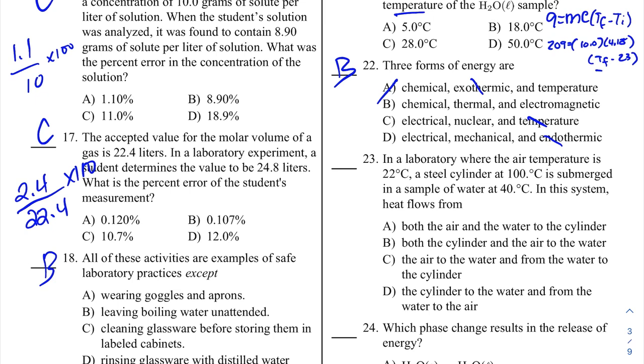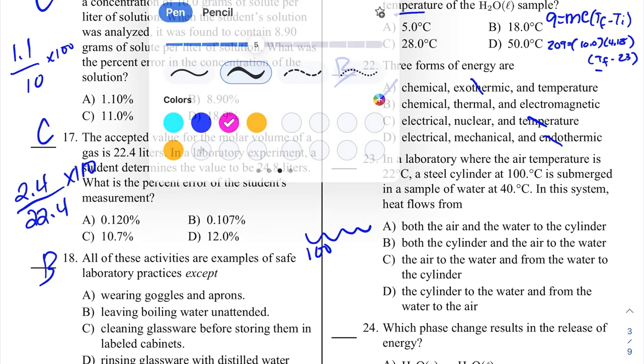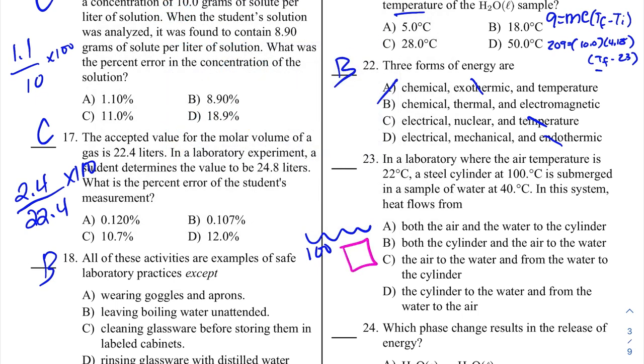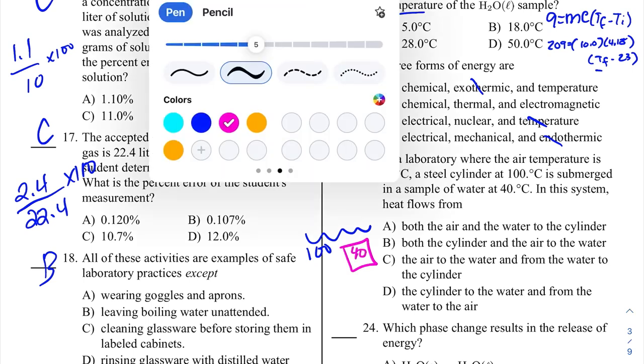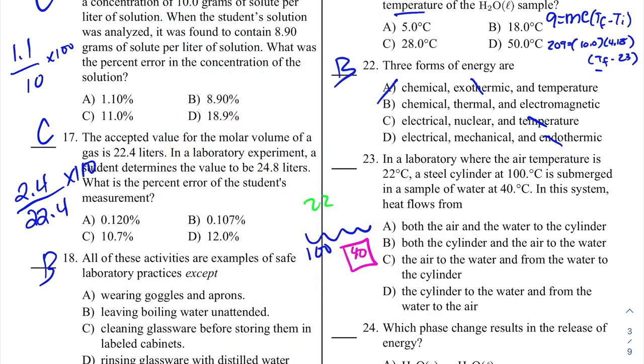In a laboratory where the air temperature is 22, a steel cylinder at 100 is submerged in a sample of water of 40. So why don't you draw it? So here's water at 100. We've got steel, 40, and we've got, let's get a new color here. Yeah, let's do a green, 22. So let's talk about how heat is flowing. It's going to flow from the water to the container, and the container to the air, because hot to cold. So the air is the coldest. So heat is not going to flow from the air to anything. The cylinder to the water.